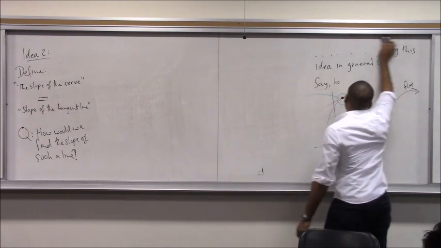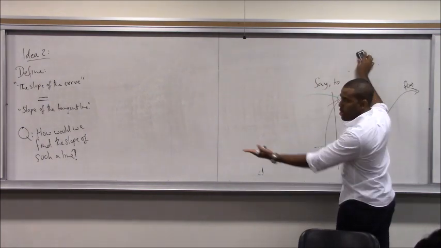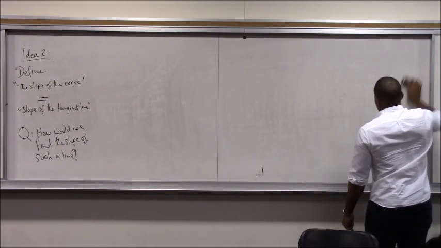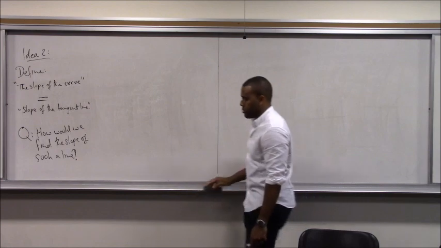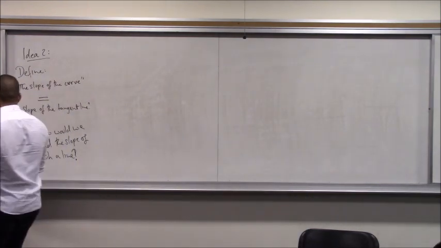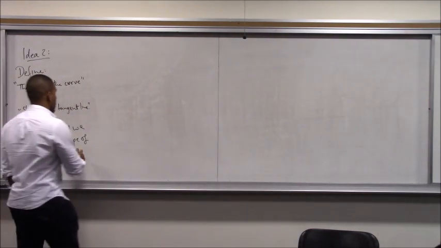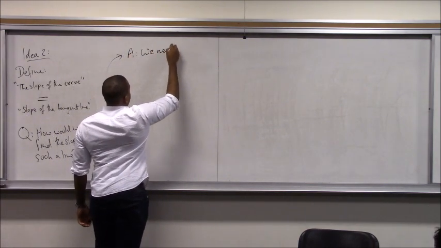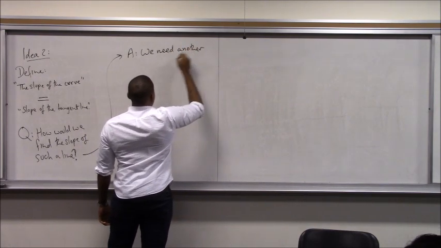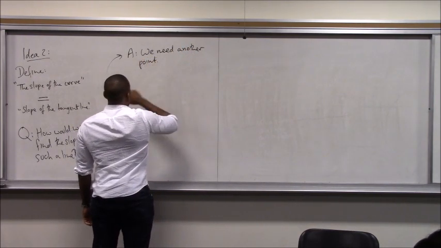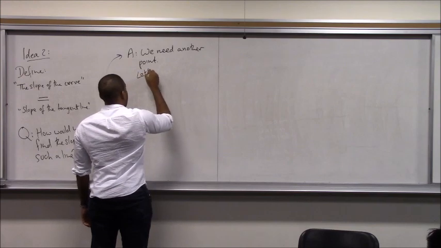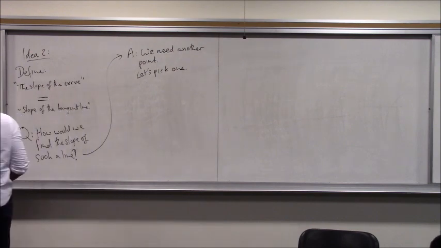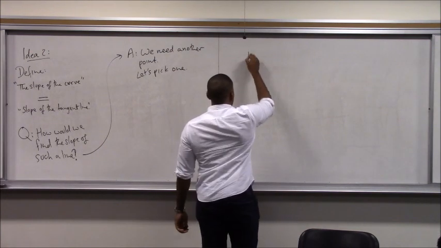Right? We can figure out the equation of a line if we have one point and the slope, but we don't have the slope. The slope is what we're looking for. The only other way we can figure out what the equation of a line is and what the slope is, is if we had 2 points. So that would be the answer. We need another point. Let's pick one, almost at random.